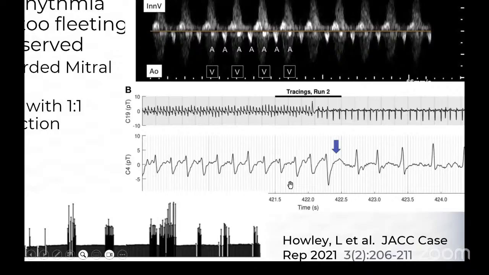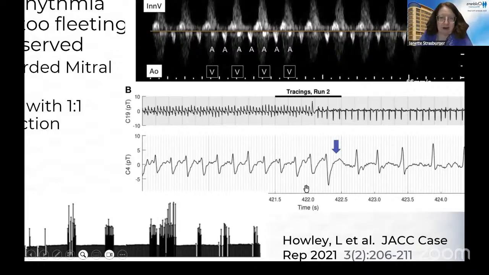Okay, so this is just a diagram, a continuous rhythm strip, like a 20-second rhythm strip. We mark where we show the 5-second rhythm strip here. So this is just a place where you can see the 1-to-1 conduction, and then it goes back to 2-to-1 conduction. So this is relatively well tolerated in the fetus, but this is the cause of the high rates.